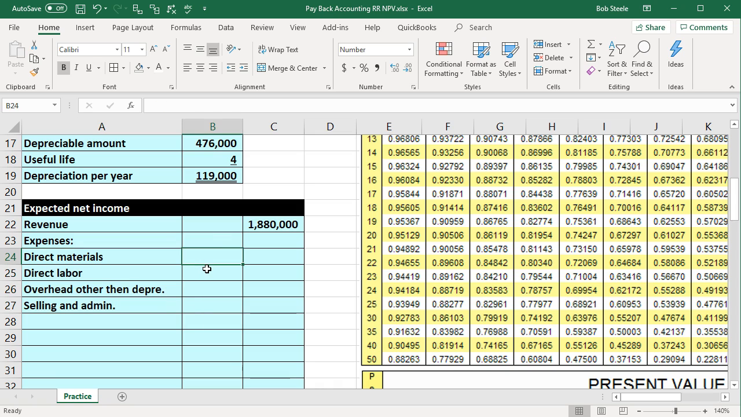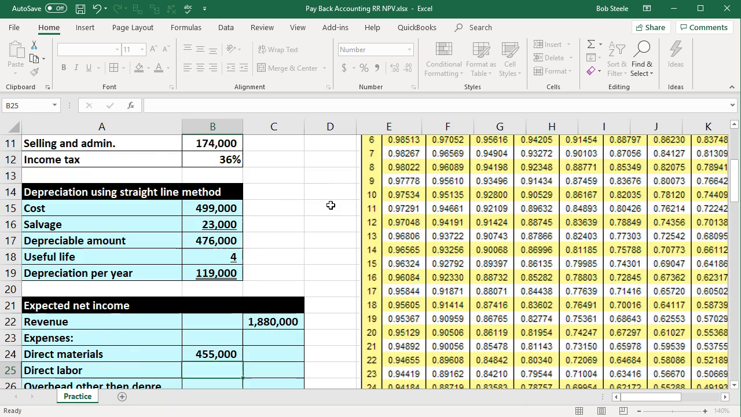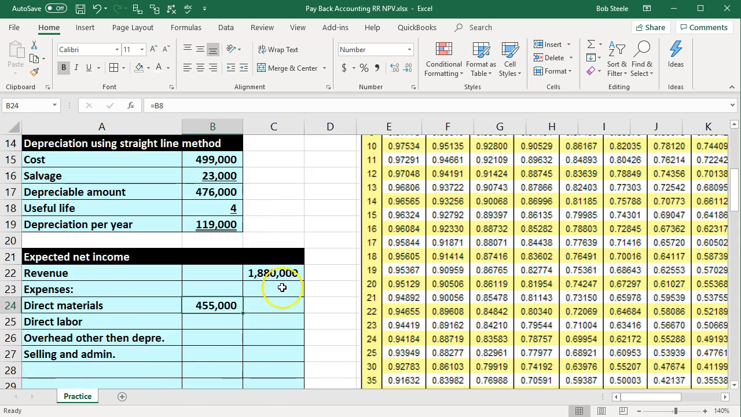All right, and then I'm going to pull the numbers in for direct materials in cell B24. This equals, and then we'll scroll back up, and we're going to pick up the $455,000. Going to do the same thing here. I'm going to autofill this down. So we have the first number up top. We're just going to autofill that down all the way. So we're going to put our cursor on the autofill little square, and drag it down.